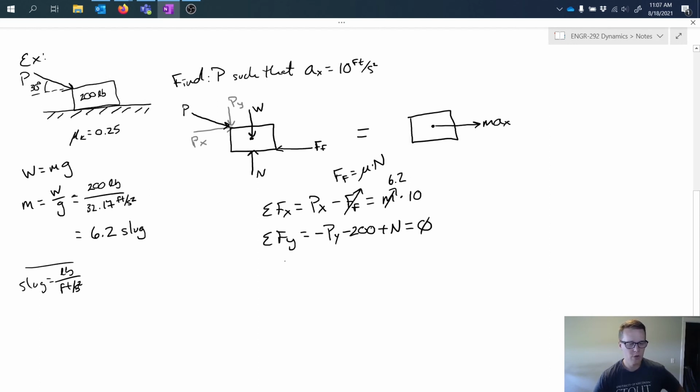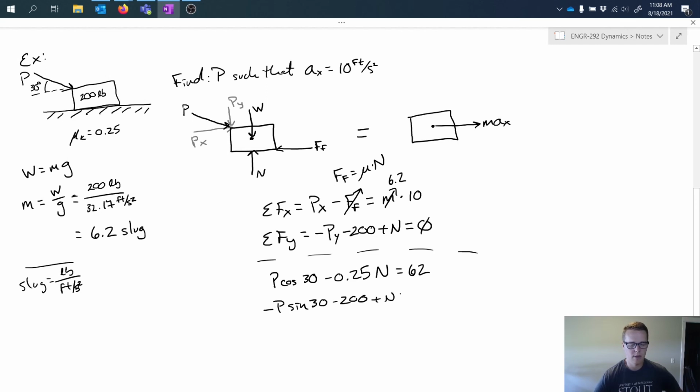Okay, so I'm going to take that then and start rewriting our equations with some of these things that we've now specified. So first, starting with the summation of forces in the x, px is p cosine 30 minus 0.25 n equals 62. And in the y direction, I have minus p sine 30 minus 200 plus n equals 0. So again, two equations, two unknowns.